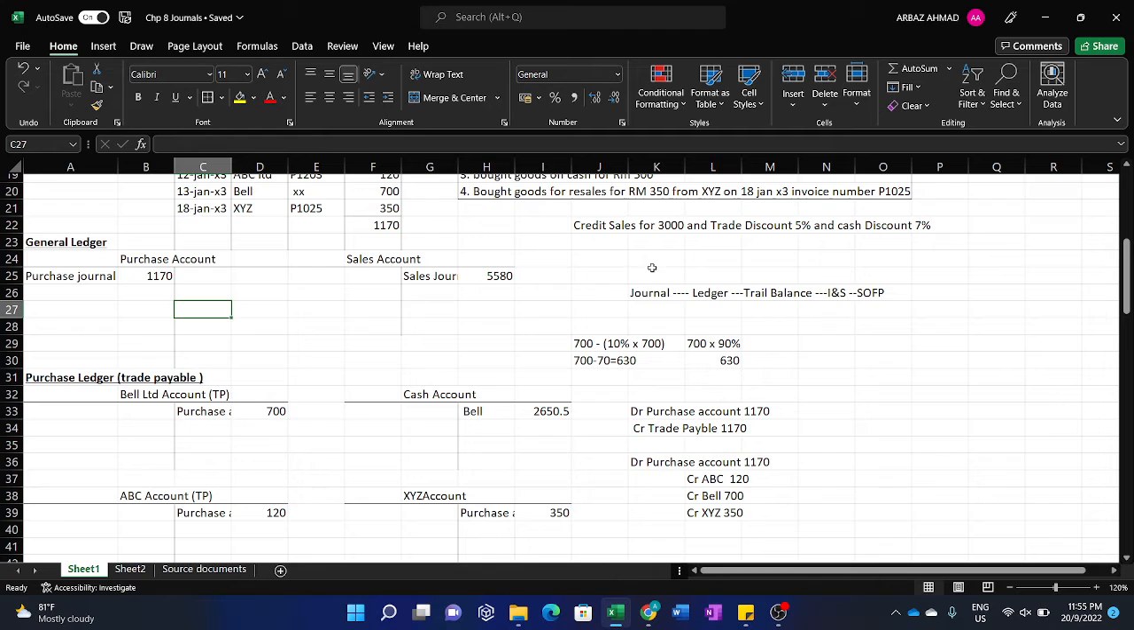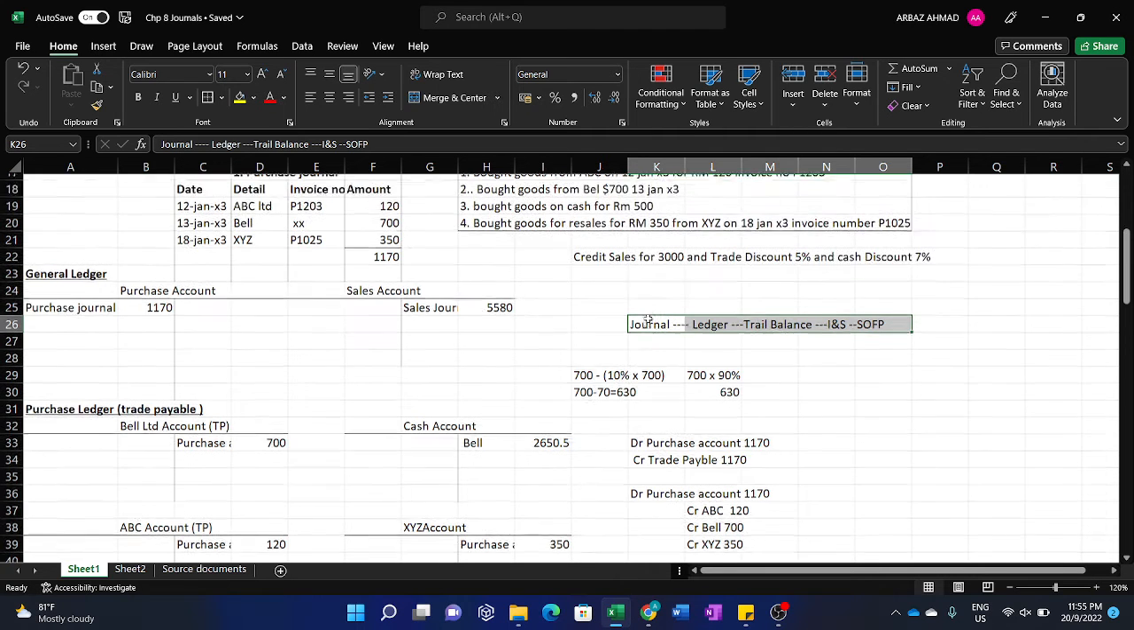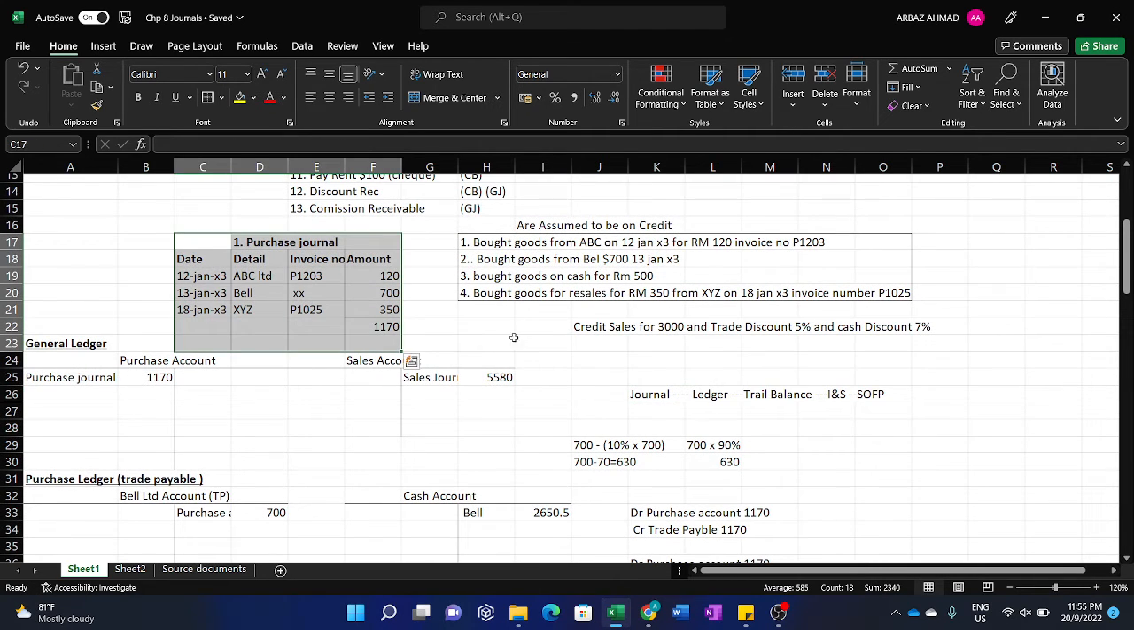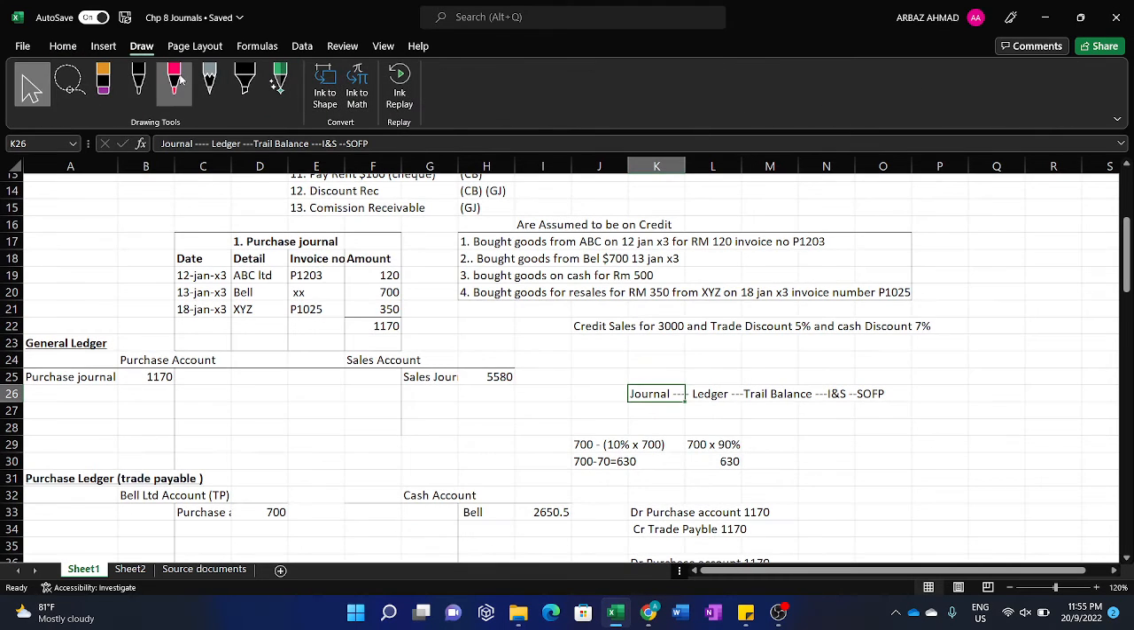As I've said earlier, this is our format. We have journal first, then we post into ledger, trial balance, then income statement, and statement of financial position, which is the balance sheet. So now, this is the journal. We take the journal, and then we take this amount and post it into the ledger. So we move from this point to this point. We have to take this figure and post it into the T account. I hope that's clear.